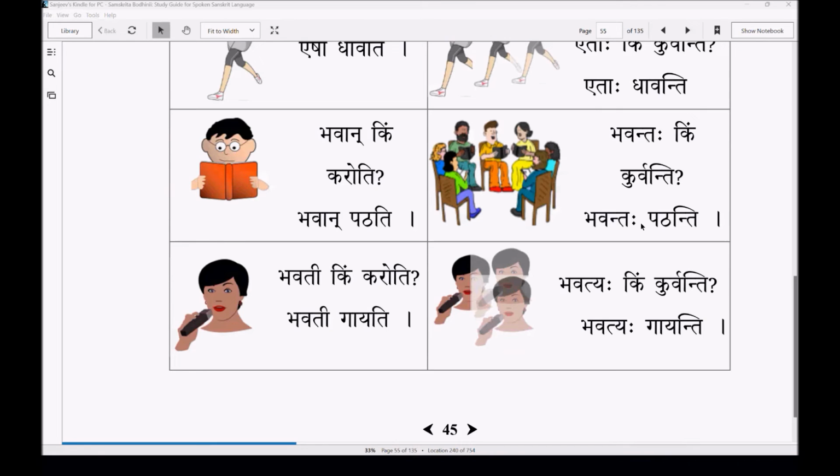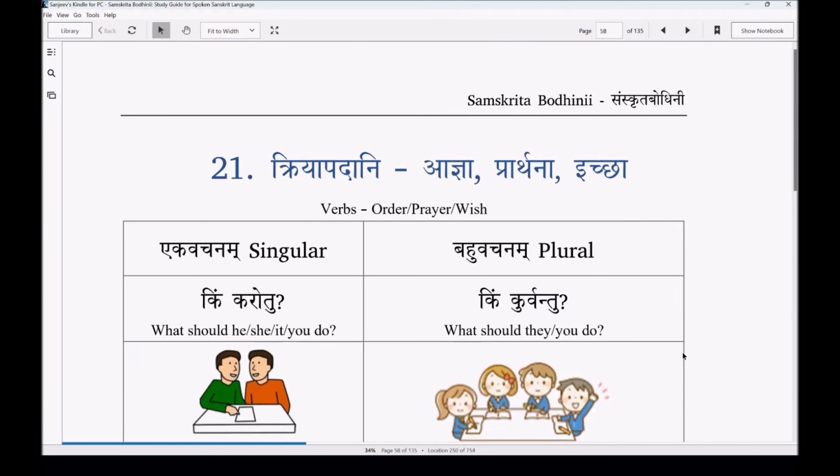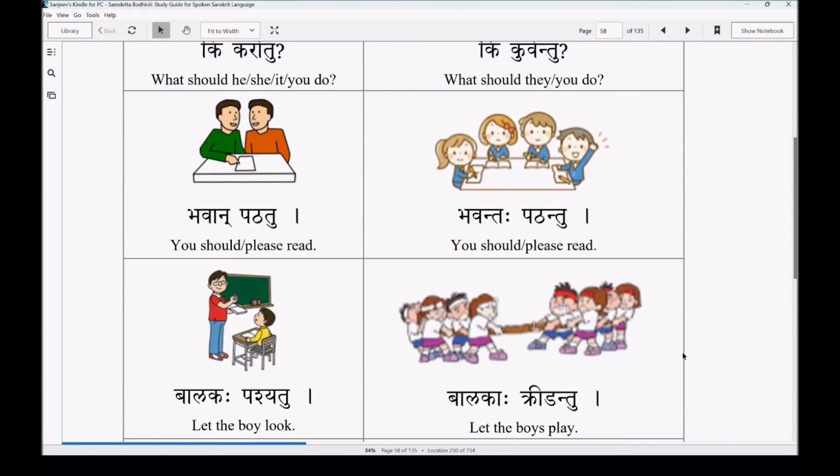Bhavan patati, you should read. Bhavantah pathantu, many of you should read. Bhavati gayatu, you should sing. Bhavatyah gayantu, you should sing, many of you female. So these words are here.